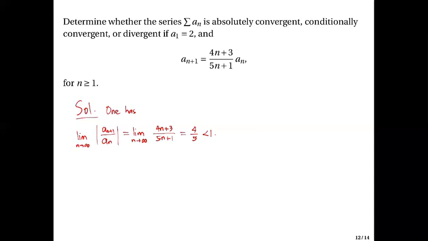So the series a sub n with this information is absolutely convergent. You don't even have to know the form of a sub n. This information, a sub 1 equals 2 and a sub n plus 1 equals this expression, is enough to determine that it is absolutely convergent.